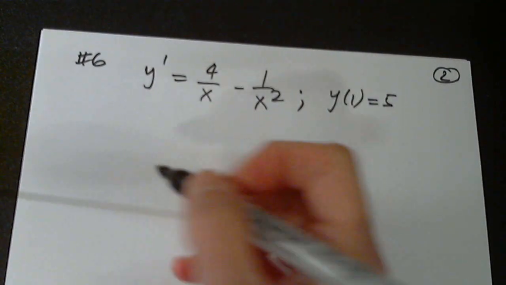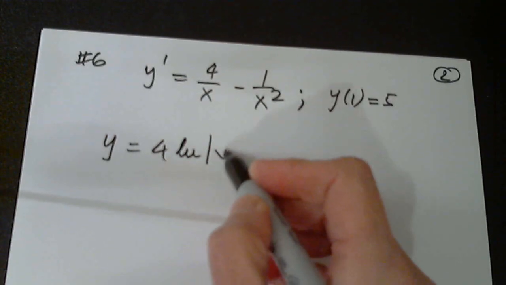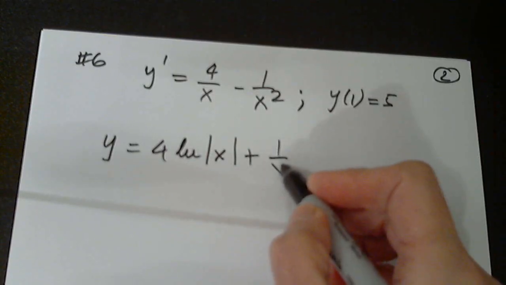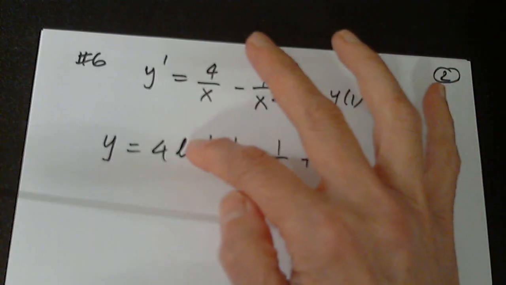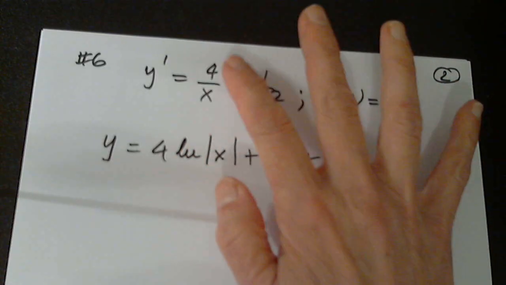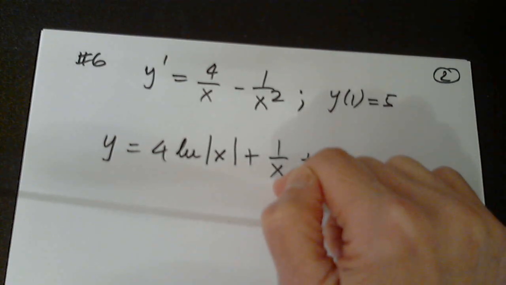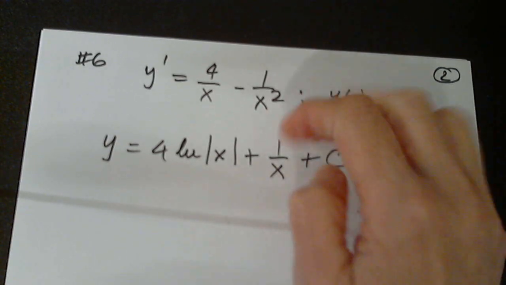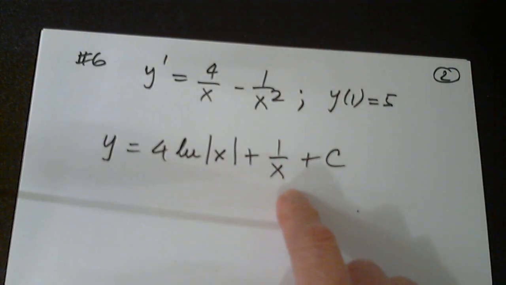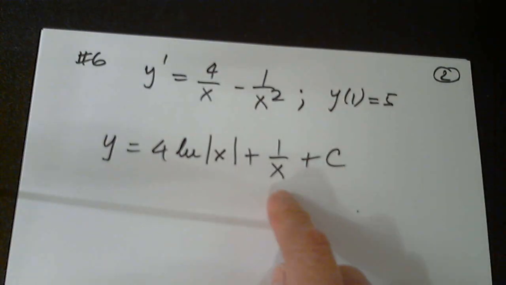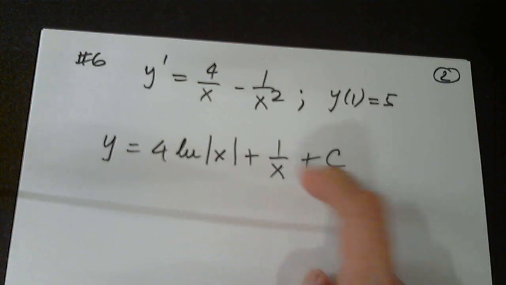Very good. So then all we have to do is just write that y equals 4 natural log of the absolute value of x plus 1 over x plus a constant c. So always remember, when I differentiate natural log, I get 1 over x. When I differentiate 1 over x, I get negative 1 over x squared. And we talked about this. Yes, you can change it into x to negative 1, but that's just doing more work. But it's up to you. I recommend remembering this correspondence.